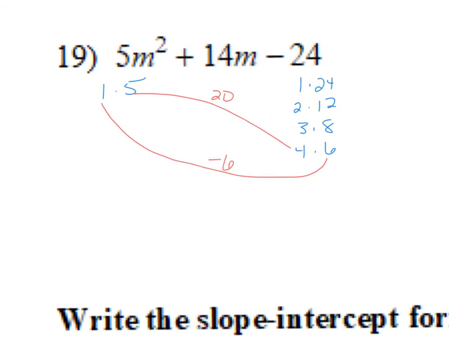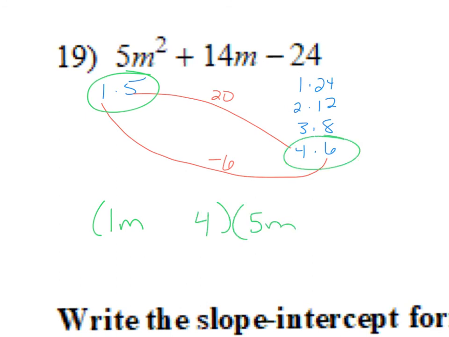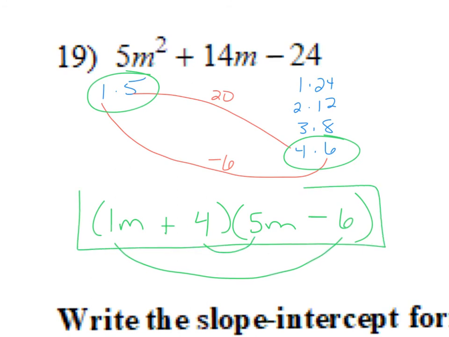All right, so my front numbers here are 1, 5. So I've got 1m, 5m. On the back side, I've got a 4, 6. Now that 1 times 6, I want that one to be the negative. And then this 20 here in the middle, I want that to be positive. And that's going to be your final answer there.